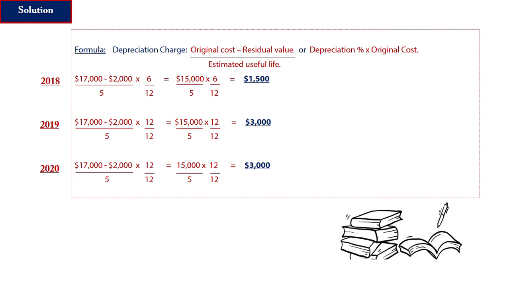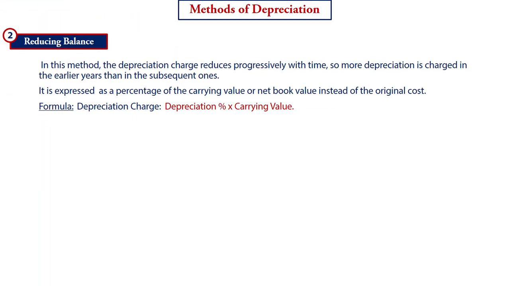We come to 2020. The asset stays with the business for the whole year. So we still charge it the same as 2019, getting $3,000. Let's go talk about the second method of depreciation.